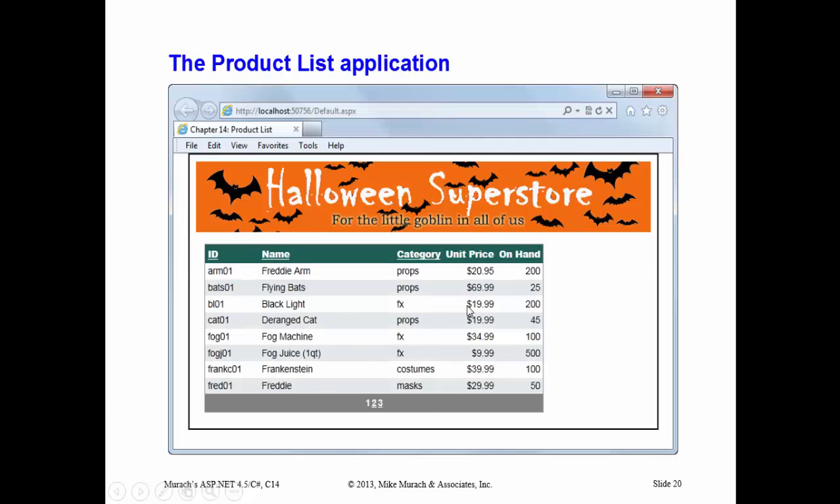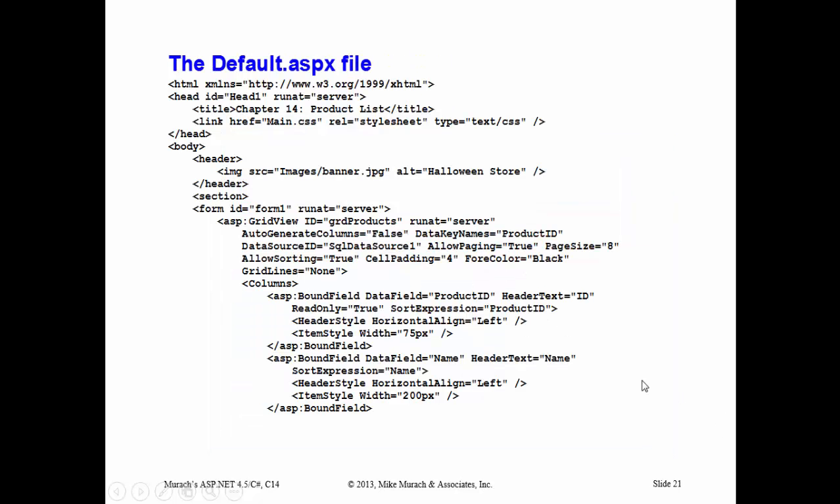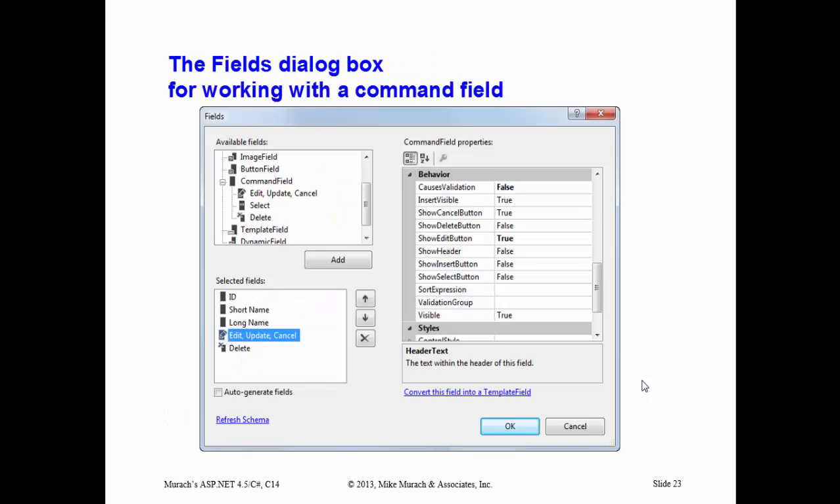And now with the product list application with the grid view controls configured, it sort of looks like that. And then they go through some of the code that gets generated. Now they're going in and they're at Chapter 14, adding an edit, update, and cancel button.